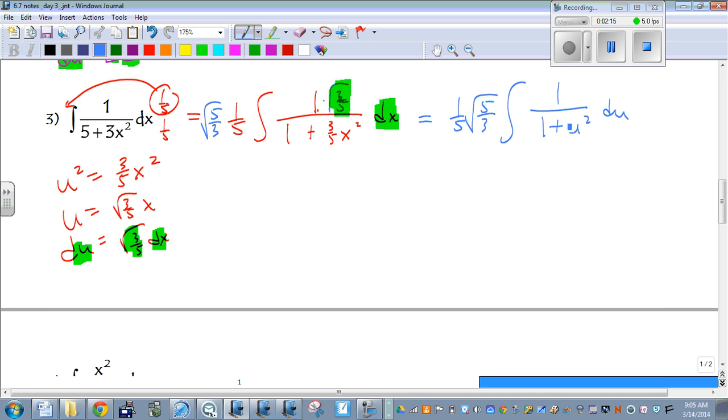So what's the antiderivative of 1 over 1 plus u squared? Inverse tangent. So we've got all of this stuff out front times inverse tangent of u, so that's square root of 3/5 x plus c. Now, we could leave this like it is out in front of the inverse tangent for free response, but in multiple choice, this would be rationalized, so let's just go ahead and do that. This one, we'd have to multiply top and bottom by square root of 3 to get rid of the square root in the bottom. So I'm just going to do that up here.